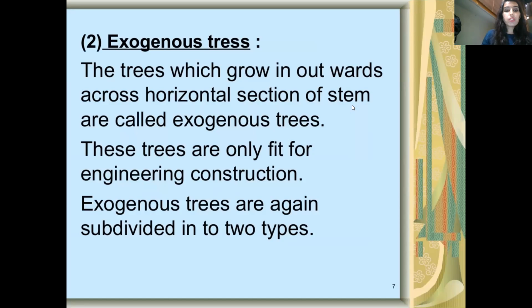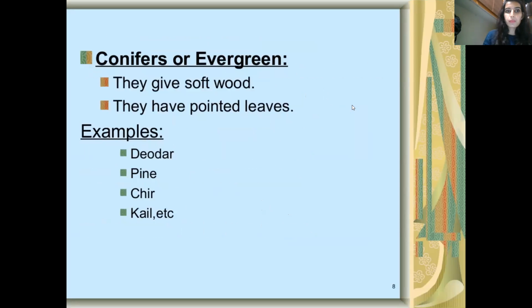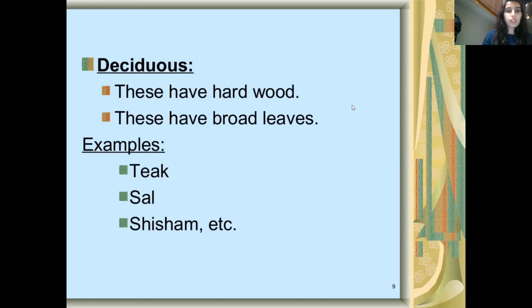Exogenous trees are again subdivided into two types. Conifers or evergreen, they give softwood. They have pointed leaves. Examples: deodar, pine, cheer, ale. Deciduous trees have hard wood. They have broad leaves. Examples: teak, sal, sesame.